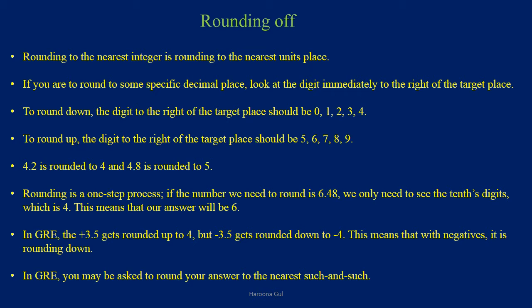Let's suppose you are given a question which says to round off your answer, and if the answer that you get is negative, what you're going to do is round it off by rounding it down if the digit after the decimal is greater than or equal to 5, right? Okay, now in GRE, you may be asked to round your answer to the nearest such and such that we've already discussed before.